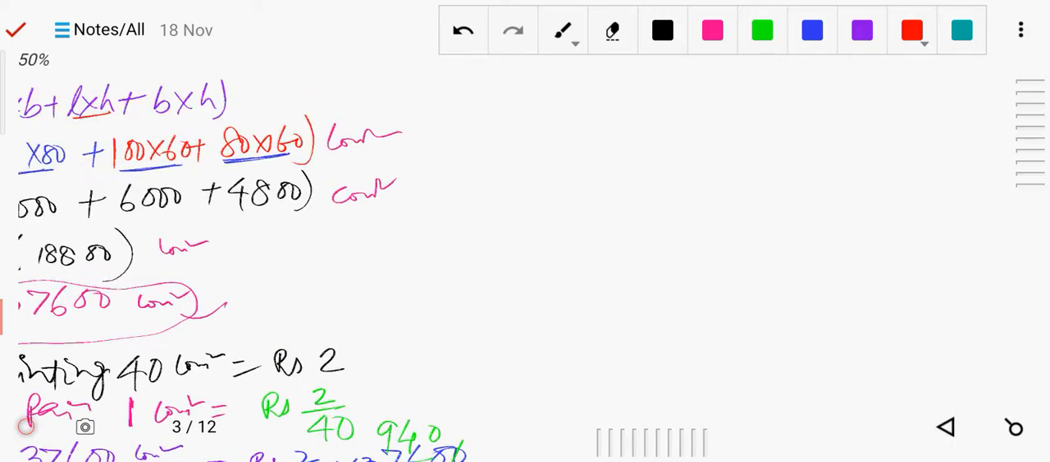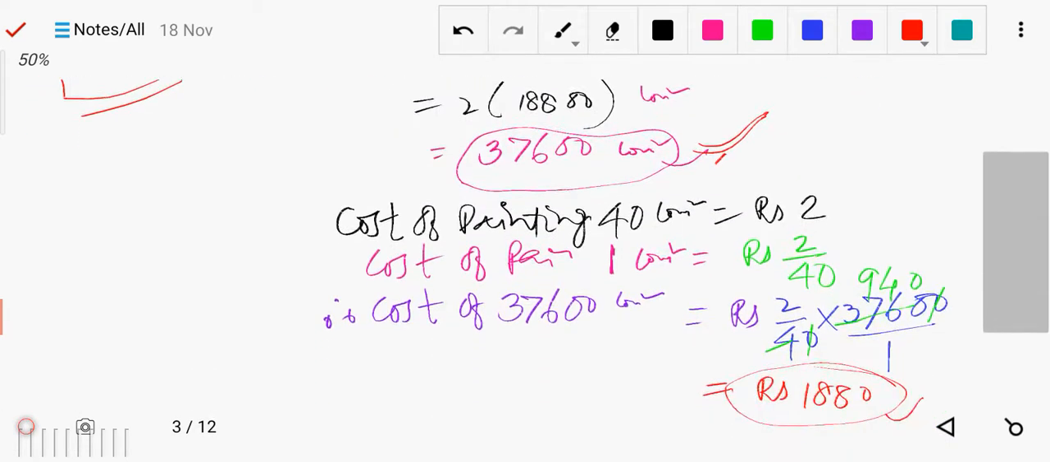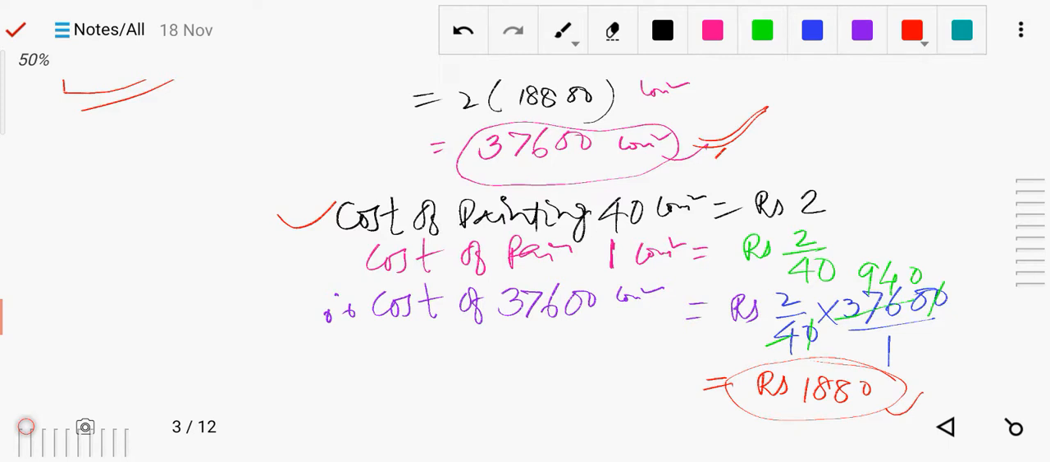Once again you can see it. First of all, this is the given data we have, and by this we can understand that the box is of the cuboid shape. So the surface area of the box will use the formula of the cuboid. Then put these values here and solve it. So we have the surface area of the box, then after that we have to find the cost of painting. It was given that for 40 centimeter square you have to pay 2 rupees. So first of all we find the cost of one, we just applied the unitary method. So the cost of 1 centimeter square will be 2 by 40. Then we can find the cost of painting 37,600. So we have multiplied with this and we got the answer.